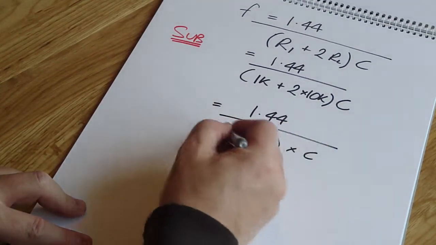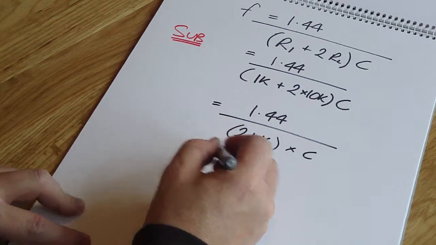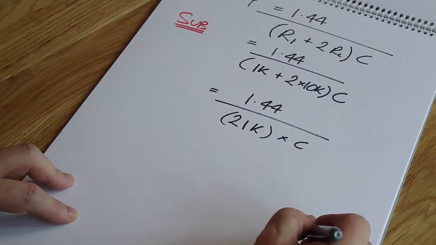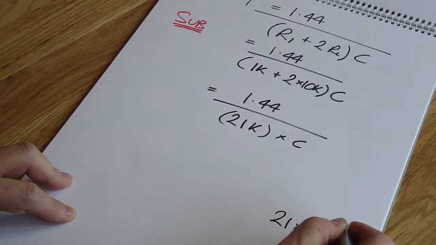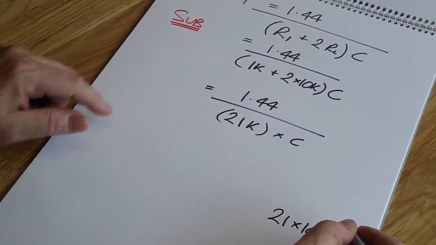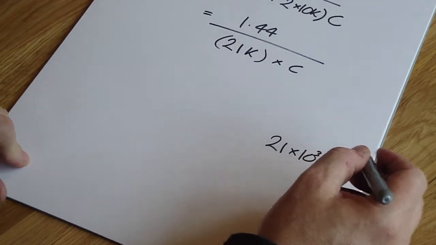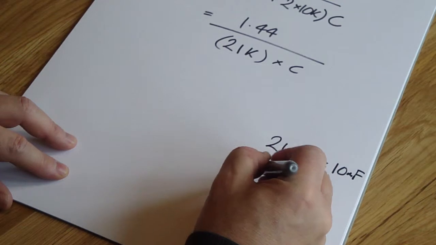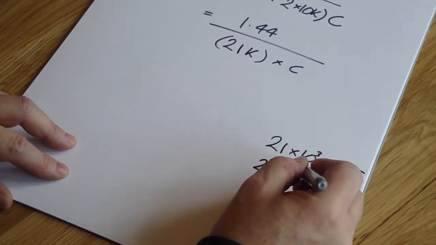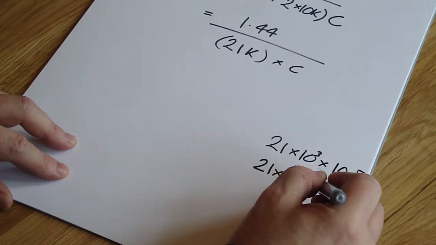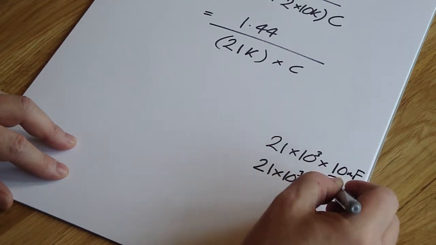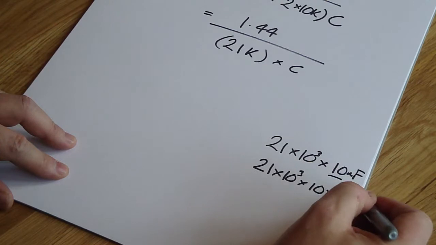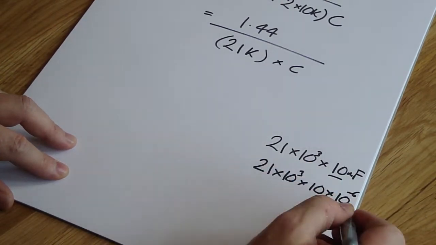So this is just the T equals C times R. So we do this as a separate little thing. So we've got 21 times 10 to the 3 times by C, and C, remember, is 10 microfarads. So it's 21 times 10 to the 3 times by 10, times 10 to the minus 6. Remember, because microfarad is minus 6. So that's that worked out there.